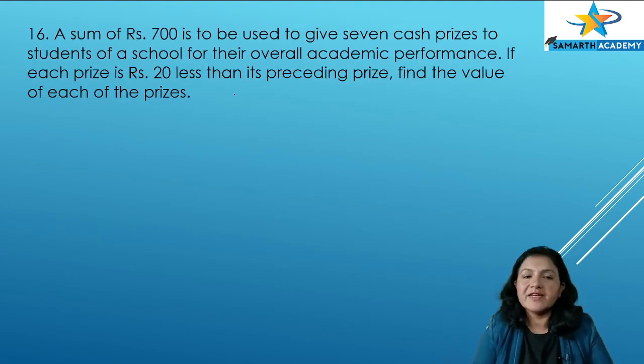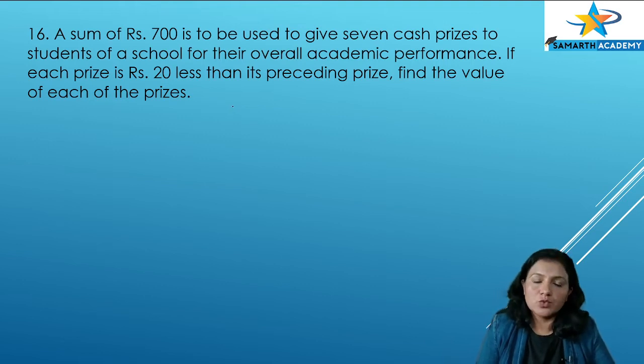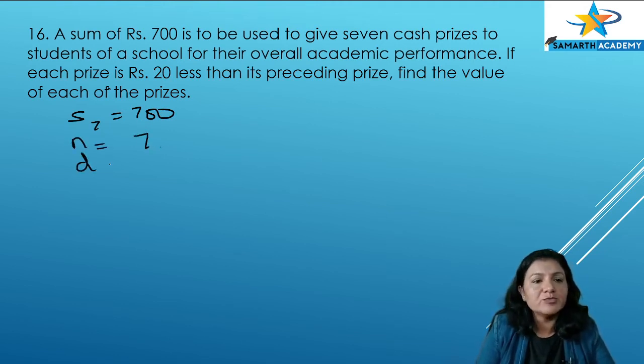A sum of rupees 700 is to be given as cash prizes to the students of a school for their overall academic performance. If each prize is 20 less than its preceding prize, find the value of each of the prizes. He is saying the sum of rupees 700, that is S7 is equal to 700. 700 is the amount that is distributed among how many students? 7 students. And each prize is 20 less, so D is equal to minus 20.